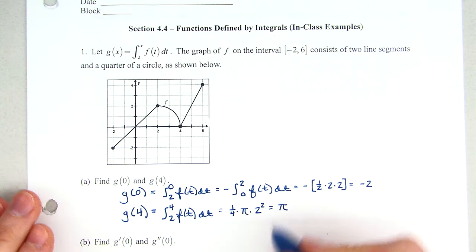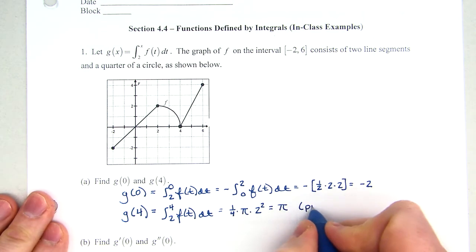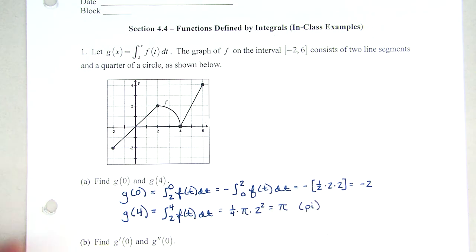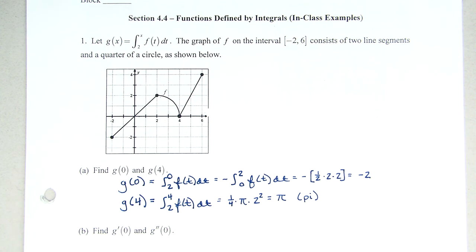By the way, pi, the Greek letter, is spelled P-I, not P-I-E. I've been seeing some people send P-I-E in Edpuzzle. How about you just write it as P-I? And there shouldn't really have been anything new in part A.